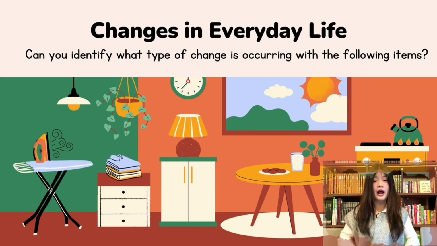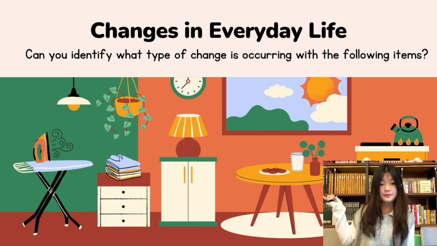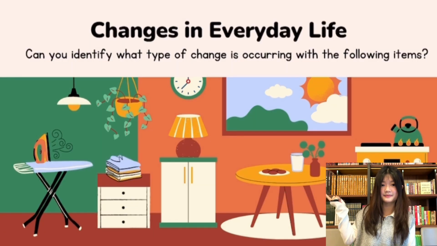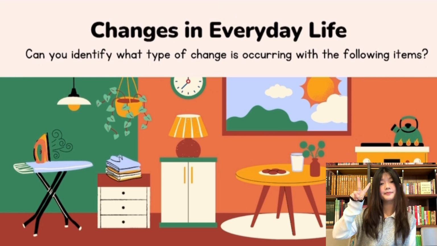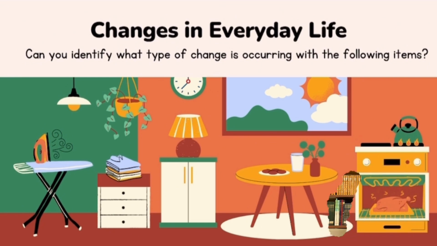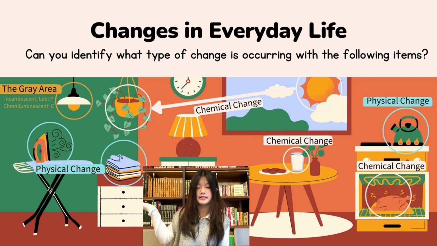Changes in matter are all around us in our daily lives. Take a look at this picture. How many objects can you spot that involve scientific changes? Answer reveal. Here it is. Let's take a look from the top left to the bottom right.